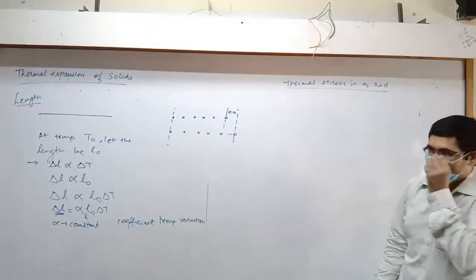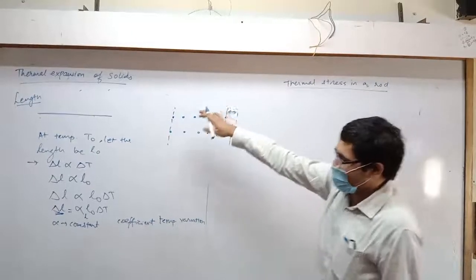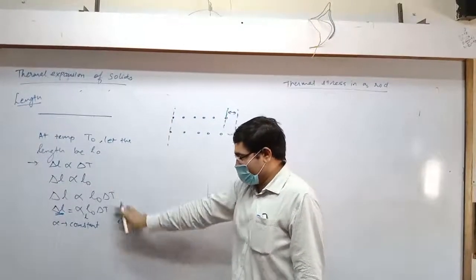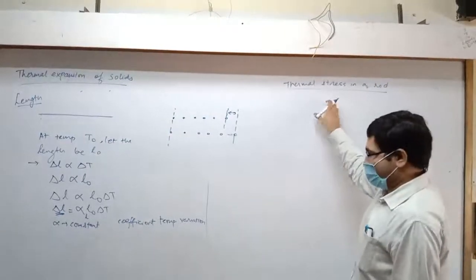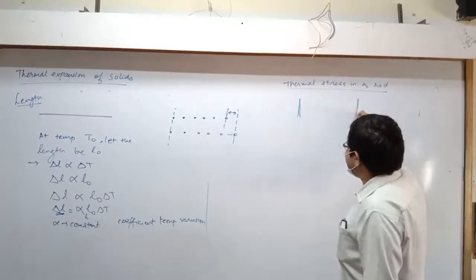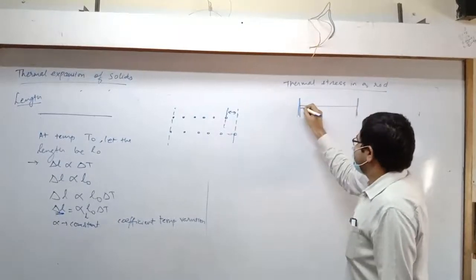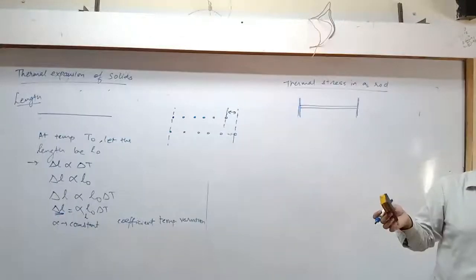Thermal stress in a rod. So we are talking about thermal expansion of solids, and we discussed a little bit about length. Now we are talking about a special case of that, where you have a rod clamped between two walls or two clamps so that it cannot expand.